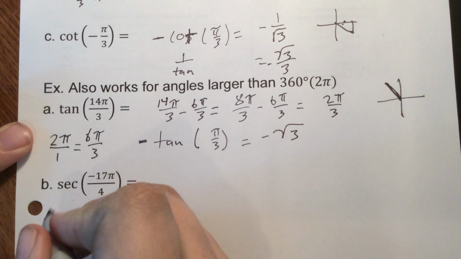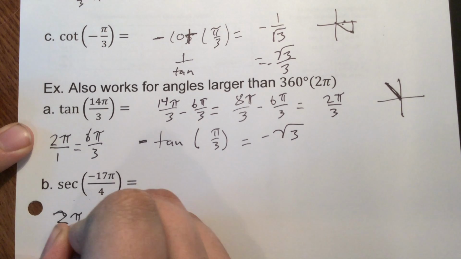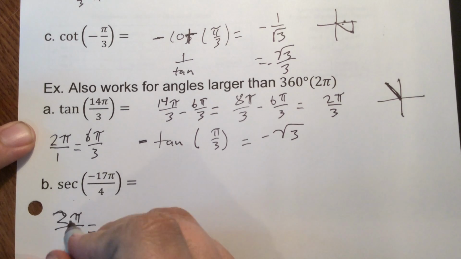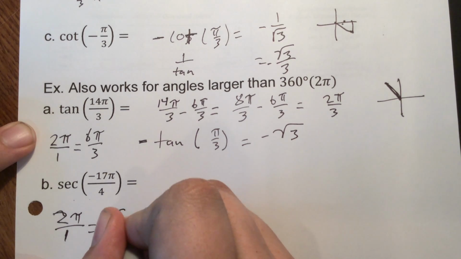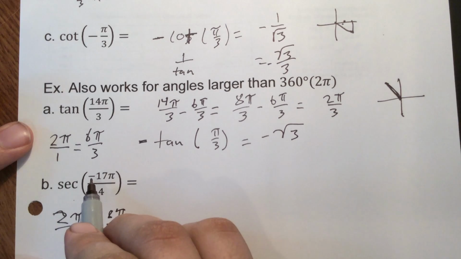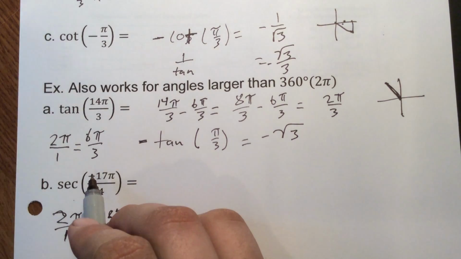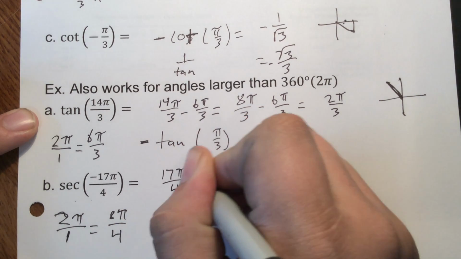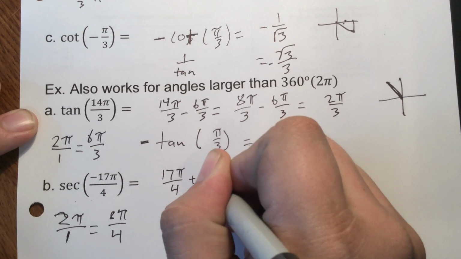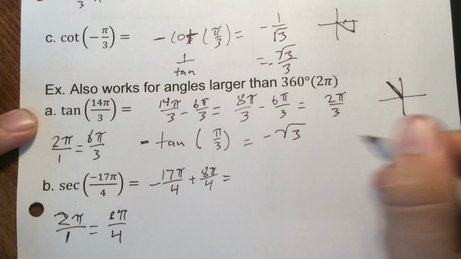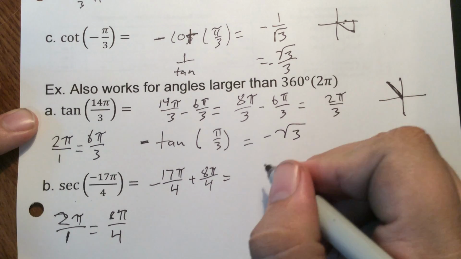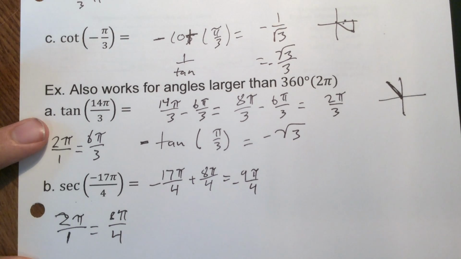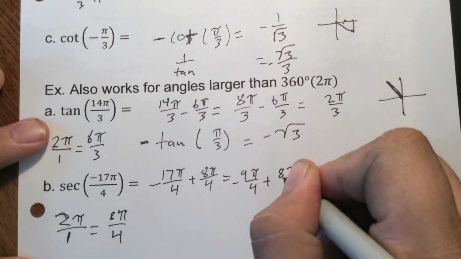Okay, so now we're over 4. So 2 pi over 1 would be what when we put it over 4, when we find that common denominator? Well, we're going to have to take it times 4, so 8 pi. We're negative, so to get back, we're going to have to add those revolutions back in. So negative 17 pi over 4, and we're going to add in 8 pi over 4. 17 and 8 will leave you with negative 9 pi over 4. Still bigger, and we're still negative, so add in another one.